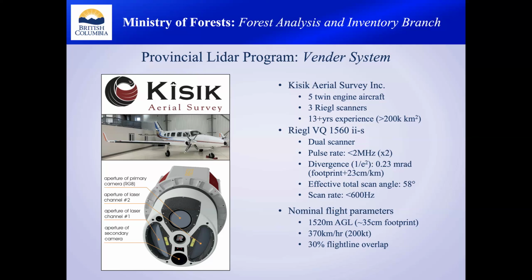They have quite a lot of experience surveying in the province, and they have 5 Quinn engine aircraft on hand, 2 that are full-time, 2 part-time, and 1 standby. And on there they have 3 Rigel scanners. It's the 1516, the dual scanner. Each of those has a 2 megahertz pulse repetition rate, so we're talking 4 million points per second. And with their nominal flight height of just over 1,500, we have 35 centimeter footprints roughly. The data are coming in and they look really great.